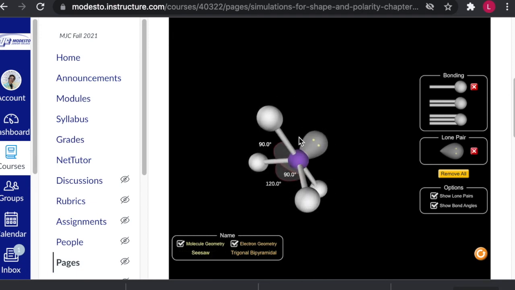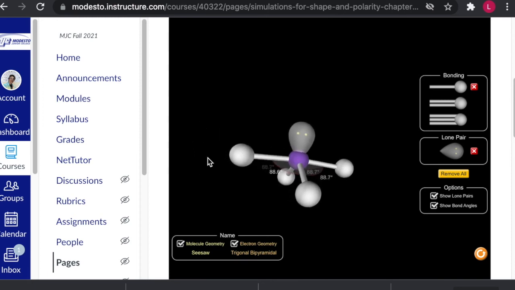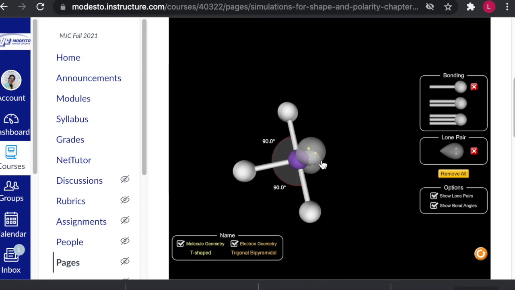If we have a lone pair, it takes that equatorial position, so then it makes this sort of a seesaw shape. If we have 2 lone pairs, they both take equatorial positions, and then we end up with this kind of T shape. So this is cool to play around with the different shapes and the different geometries that we have looked at.